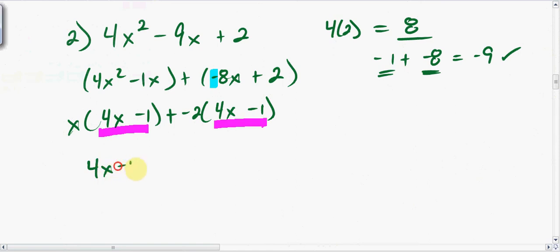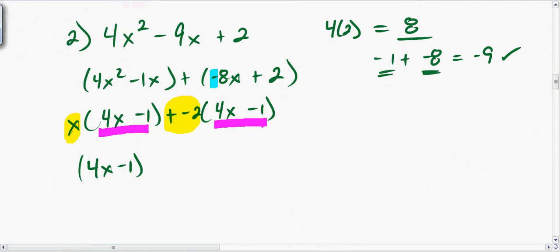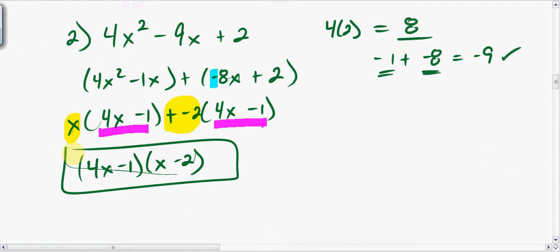So whatever is exactly the same, we write once. And then whatever information we have left on the outside of our two quantities, which in this case is x minus 2, we also write that once. And then you have your answer. And that's the end of part 1.